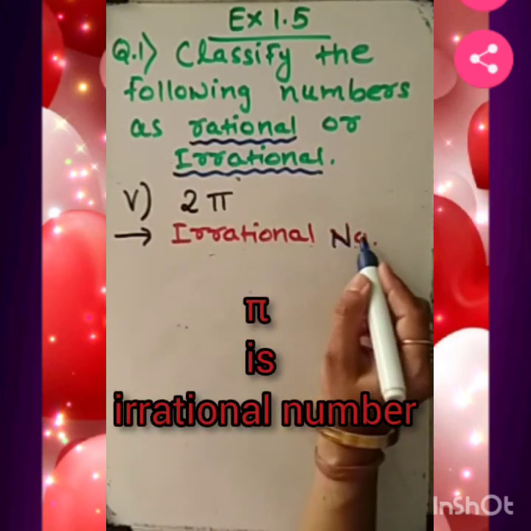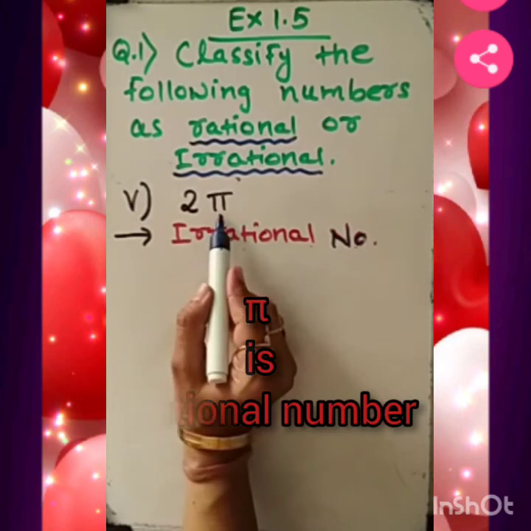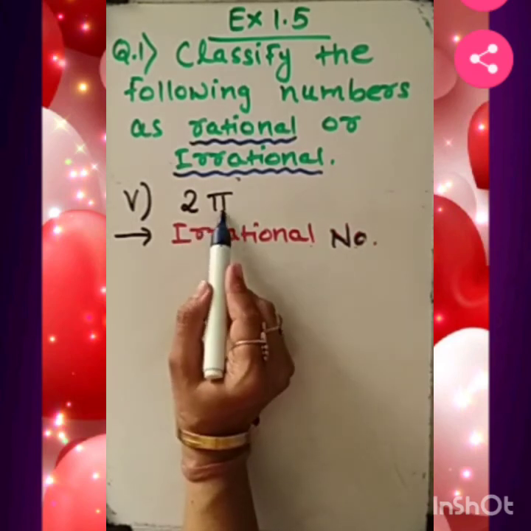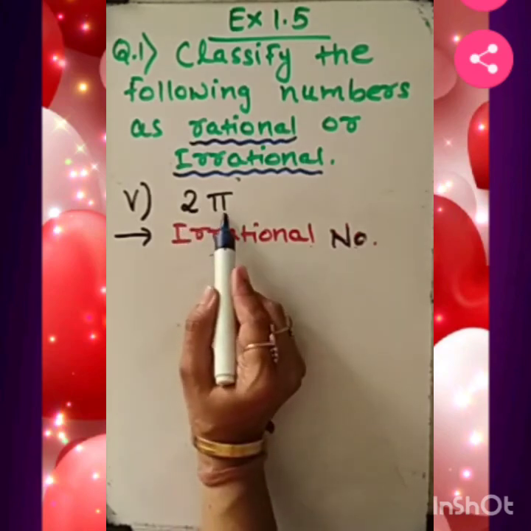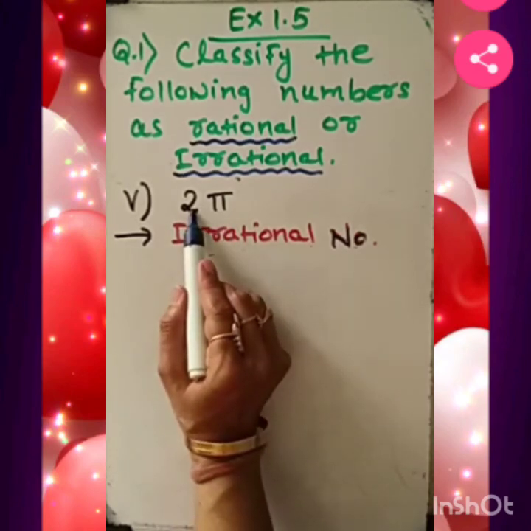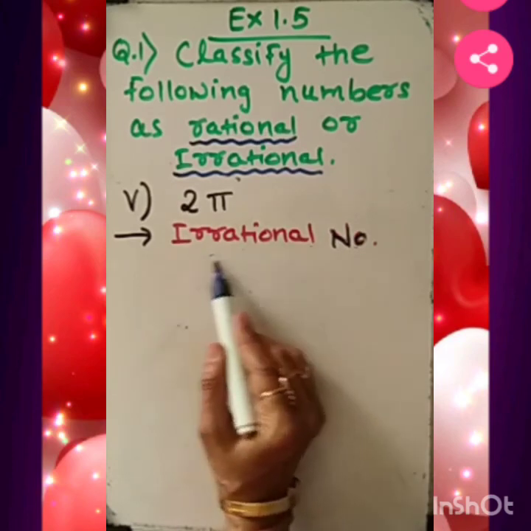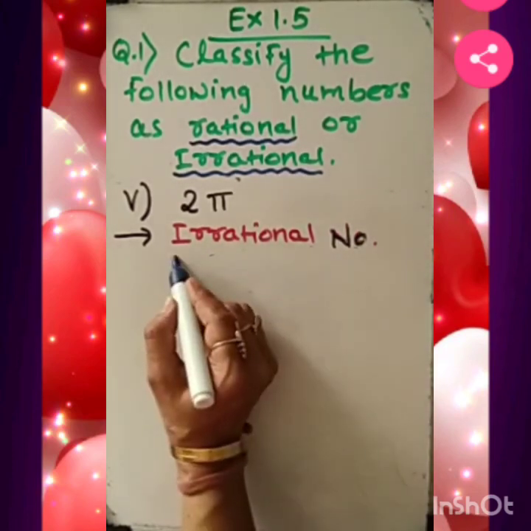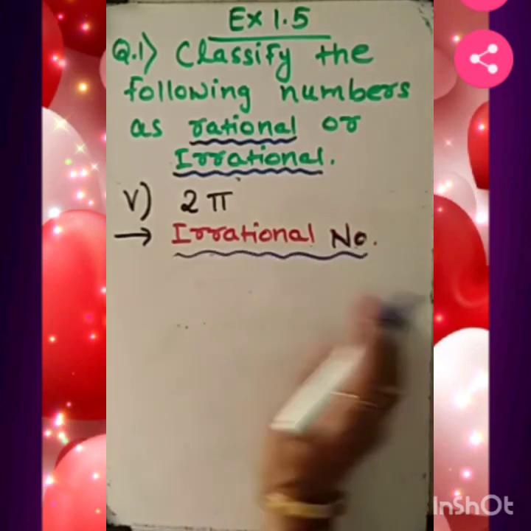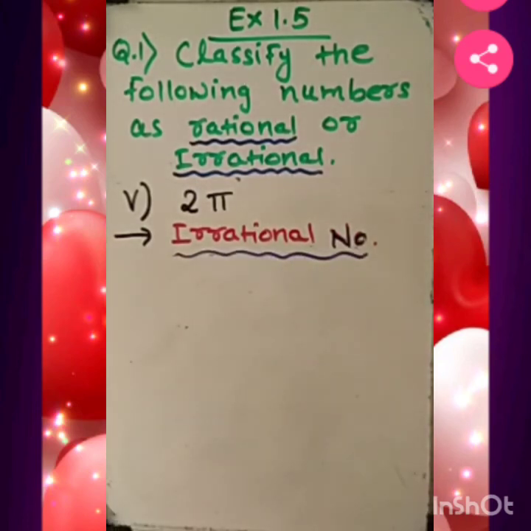And of course, when we multiply any irrational number with a rational number, the product of an irrational with a rational number gives an irrational result. So the answer of this is an irrational number. I hope everything up to here is clear.